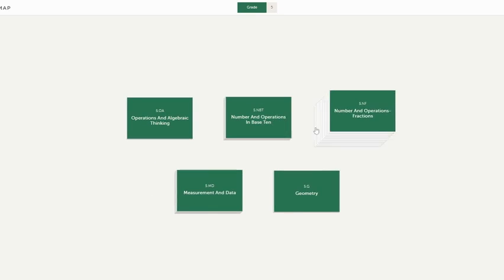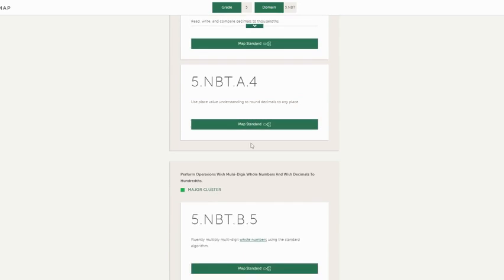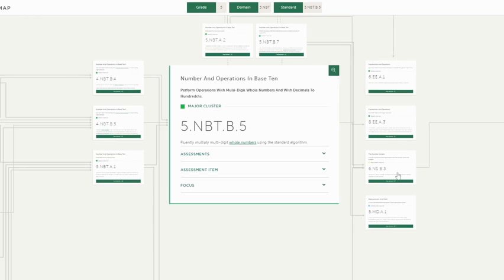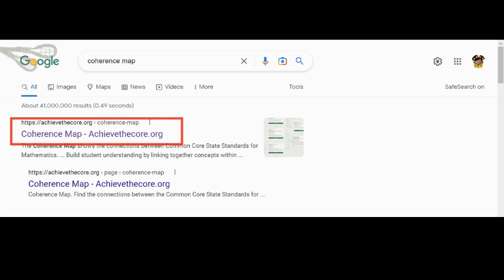In case you're unfamiliar, the Coherence Map helps teachers to understand the progression of mathematical ideas by showing the connections between Common Core state standards among and throughout grade levels. The Coherence Map can be found at achievethecore.org, but I can never seem to remember that, so I usually just do a Google search for Coherence Map and it comes right up.